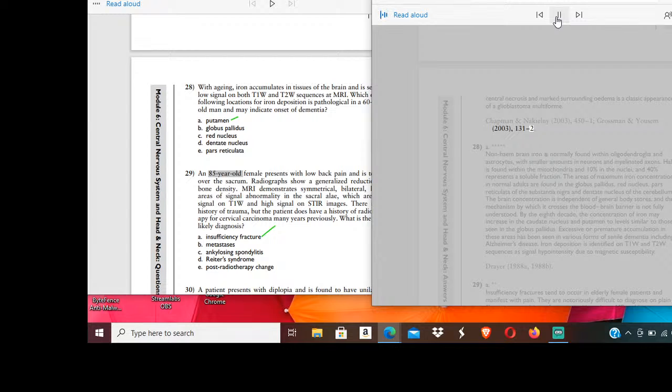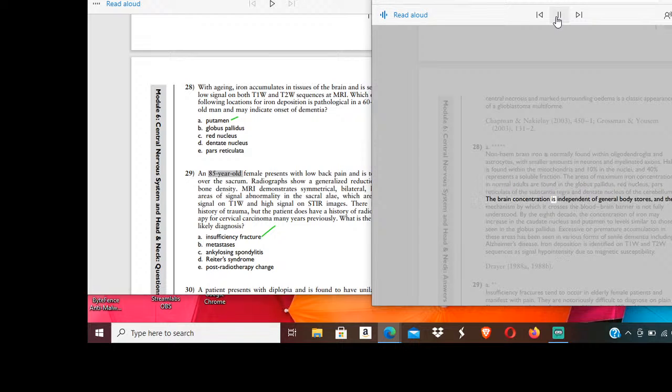28A. Non-heme brain iron is normally found within oligodendroglia and astrocytes, with smaller amounts in neurons and myelinated axons. Half is found within the mitochondria, and 10% in the nuclei, and 40% represents a soluble fraction. The areas of maximum iron concentration in normal adults are found in the globus pallidus, red nucleus, pars reticulata of the substantia nigra, and dentate nucleus of the cerebellum.